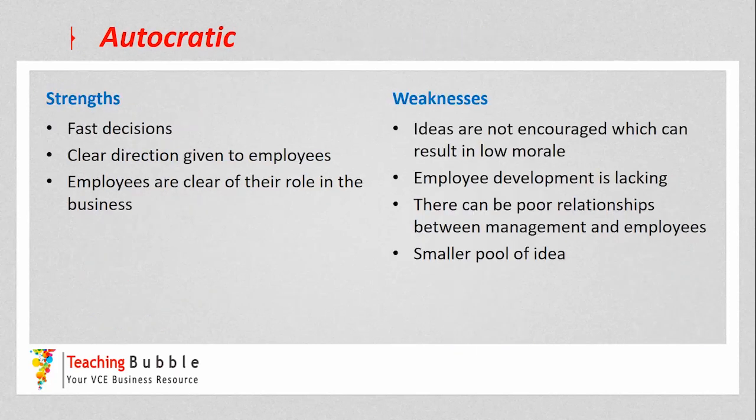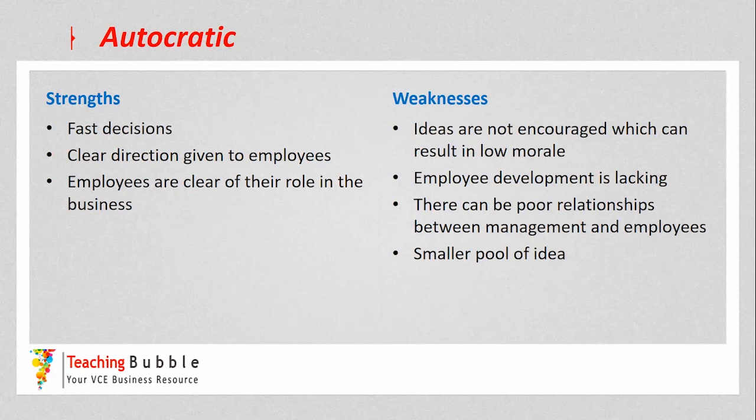So with the autocratic style, well, with all of these styles, I should say, we need to go through the strengths and weaknesses, or the benefits and limitations of each one. The benefit of using an autocratic style is that very fast decisions are made because there's no discussion being had. There's only one person making the decisions and reporting that directly to the employees. As I mentioned earlier, there's clear direction given to the employees, so the employee knows exactly what they need to do. And also, the employees are very clear of their role within the business because they know they're not involved in decision making. They are just doing the work that the manager tells them to do.